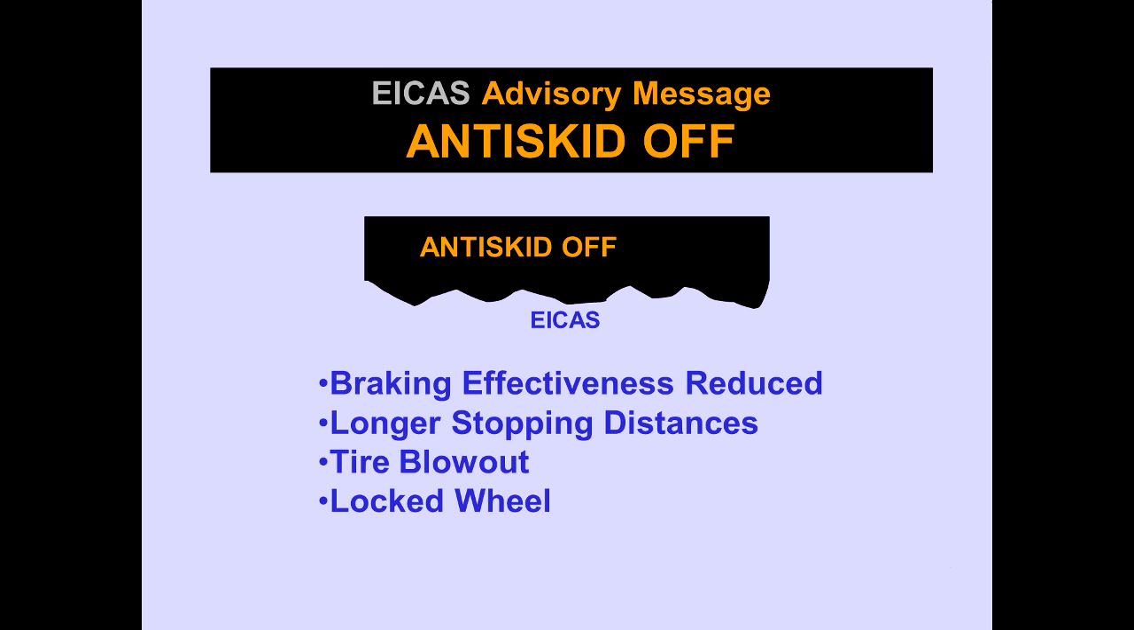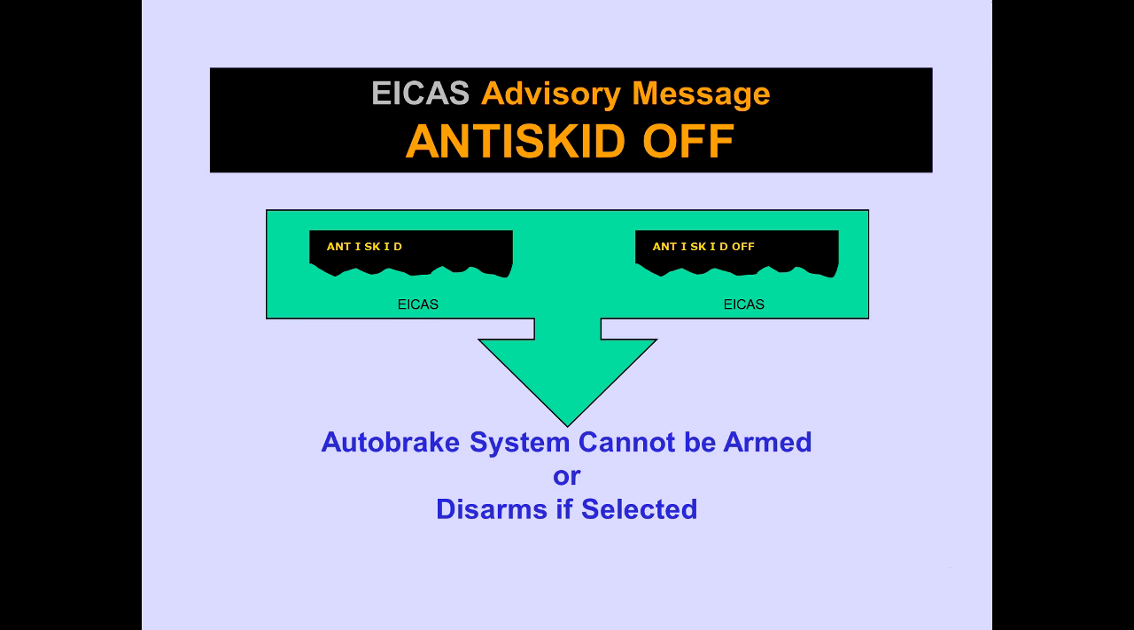With no anti-skid protection, braking effectiveness is reduced and may cause longer stopping distances, possible tire blowout, or locked wheel conditions. When the EICAS advisory messages ANTISKID or ANTISKID OFF are displayed, the Autobrake system cannot be armed or disarms if a deceleration rate is already selected.